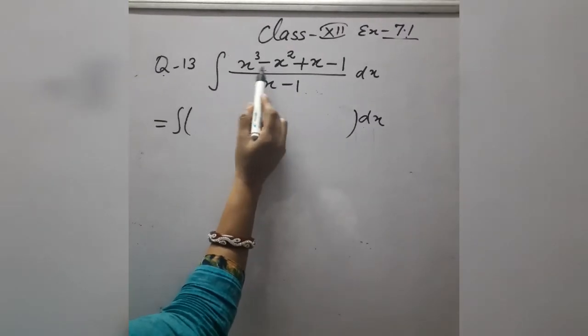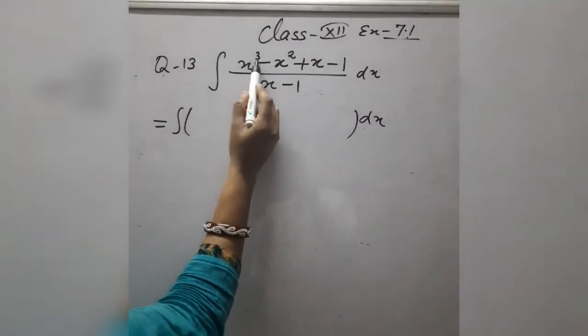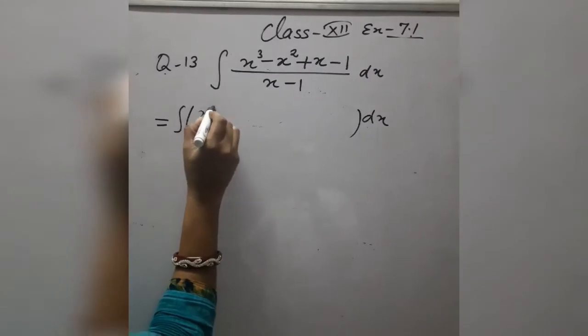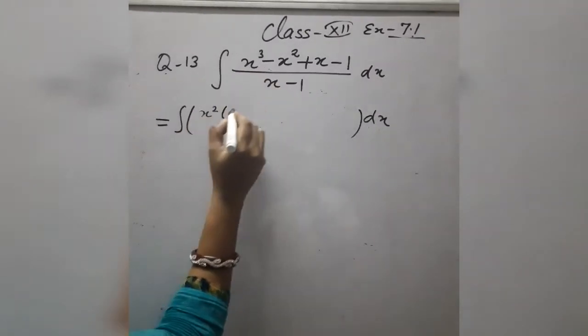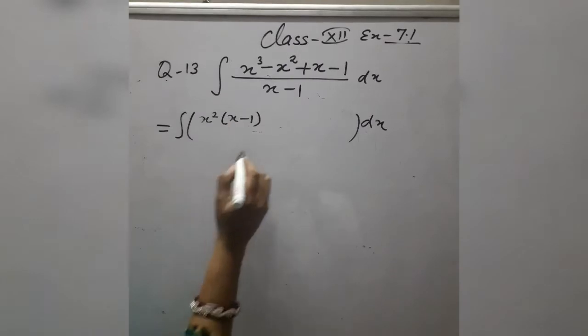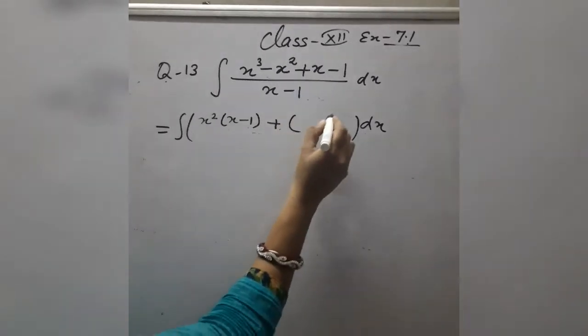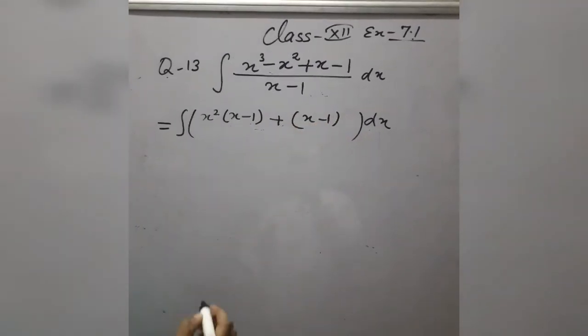Firstly, you take the first two terms, x cube minus x square, and you can take x square common. After taking x square common it becomes x minus 1. The remaining two terms, also take these two terms together, x minus 1.